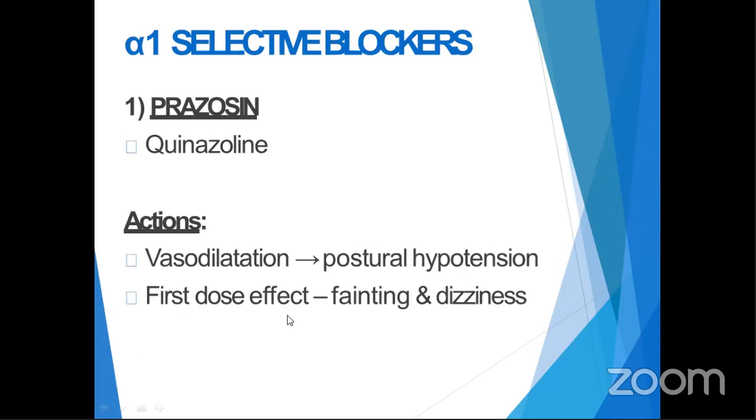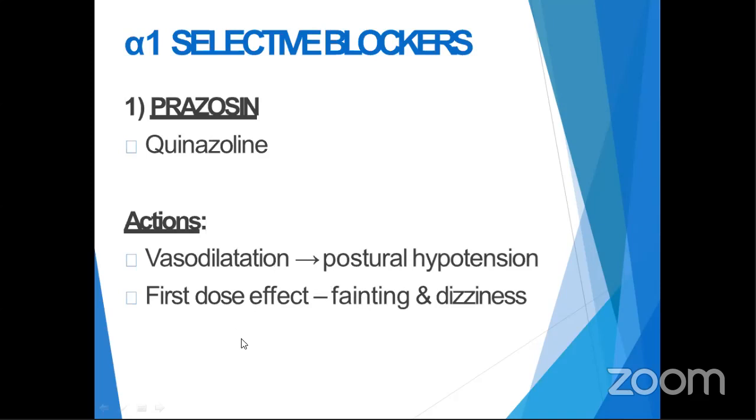And that is what we call the first dose effect. That is fainting and dizziness. Now this is also very important, the first dose effect, which is especially seen in cases of prazosin. It causes the first dose effect. What is this first dose effect? Whenever we give the drug prazosin, the patient will feel fainting and dizziness, and that is because of vasodilatation.